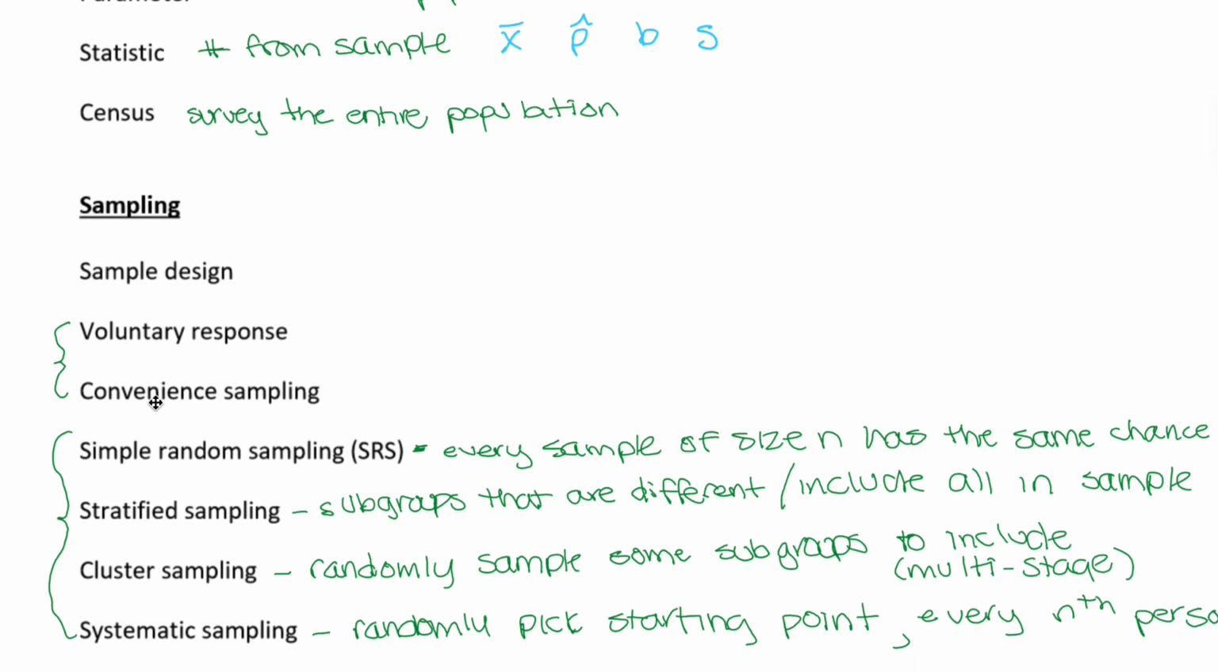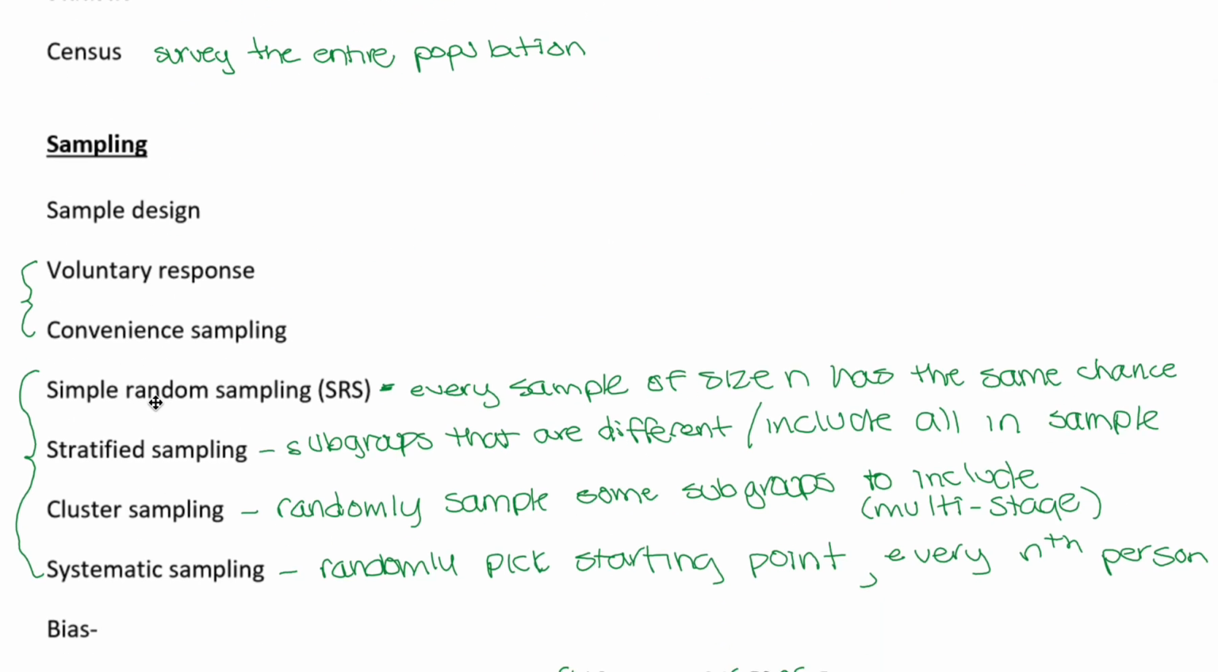And sampling, here are also some vocabularies. I know Unit 3 will have a lot of vocabularies to know, but just stick with me. Sample design and voluntary response and convenience sampling. So just a quick review of those two.